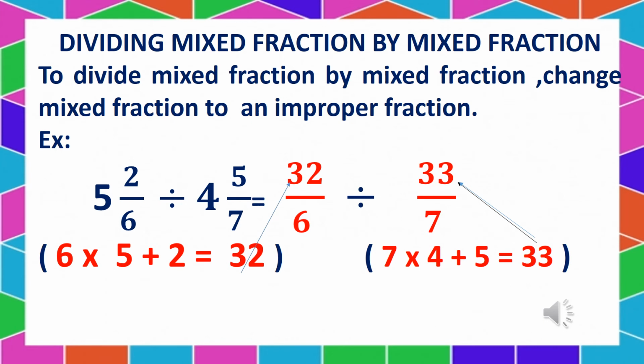So the next, the divisor, we have 5 over 7. Again, we will change this into an improper fraction. 7 times 4 will have 28, plus 5 we have 33. So 33 will become the numerator of the fraction, and we will copy the denominator of the mixed fraction, which is 7. So the fraction is 33 over 7. So we were able to change the mixed fractions into improper fractions. So we have 32 over 6 divided by 33 over 7.